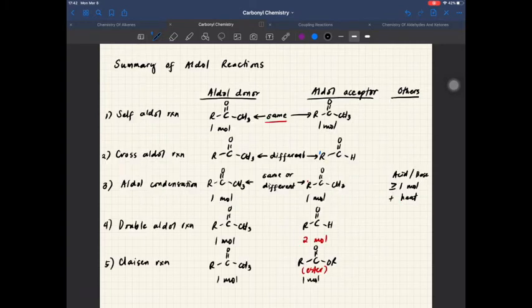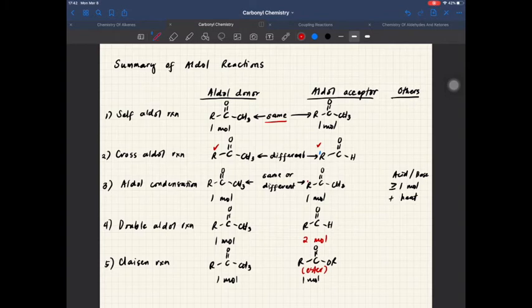So the following is a summary of aldol reactions. The first one is the self-aldol reaction that we have discussed. In self-aldol reaction, our aldol donor and aldol acceptor are the same, so basically you have 2 moles of it. In cross-aldol reaction, we have a different aldol donor and a different aldol acceptor.